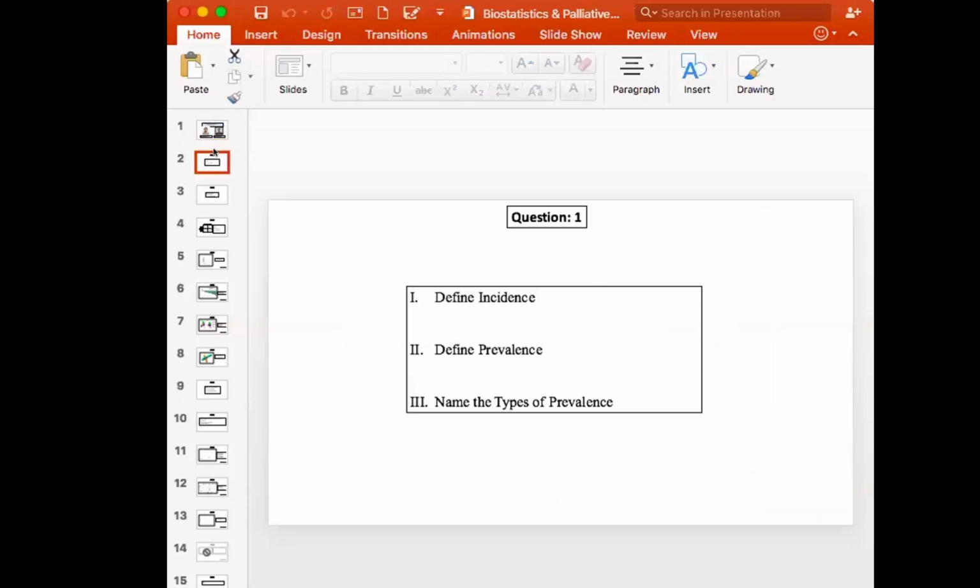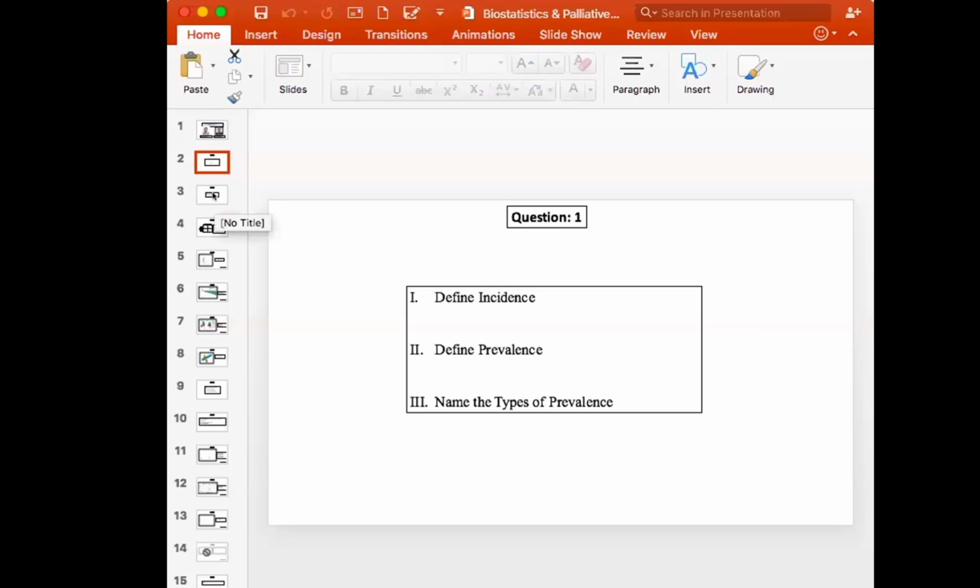So the first question, Dr. Ankita. Yes, sir. Hello. What is incidence? Incidence is the number of new cases of a specific disease in a defined population in a given period of time. Okay. So next, what is prevalence? Prevalence is both the old and the new cases existing at that point of time in a specific population.